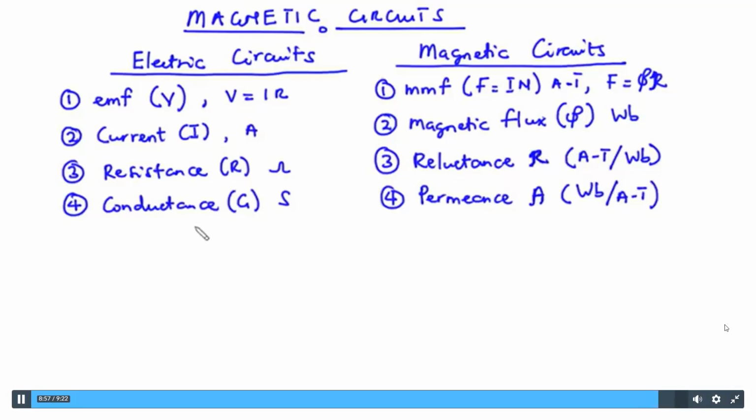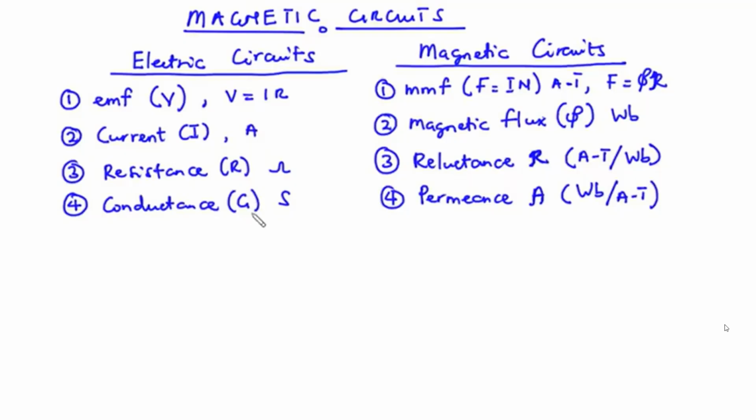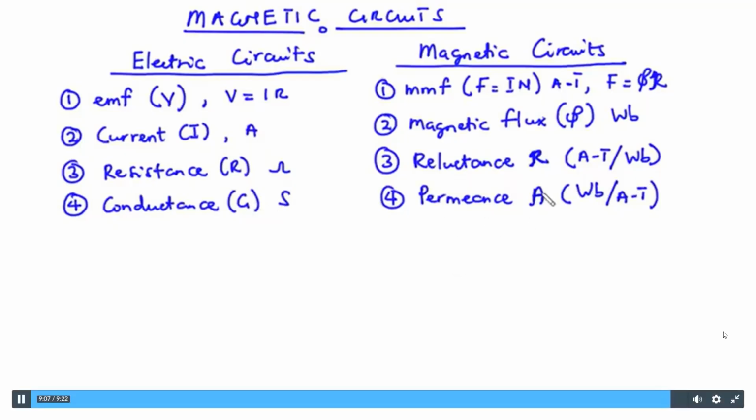The conductance in an electric circuit, which is represented by G and measured in Siemens, is called the permeance in a magnetic circuit, that is represented by A, and that is measured in Webers per ampere-turn.